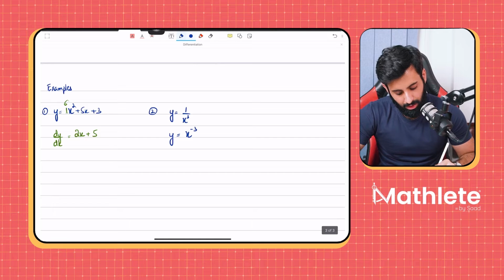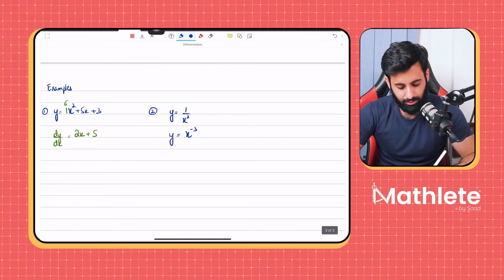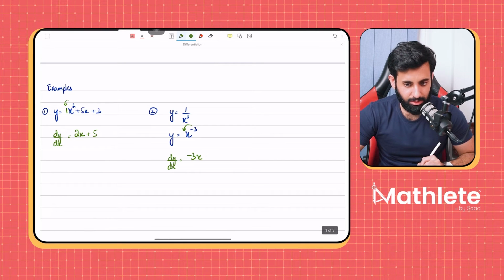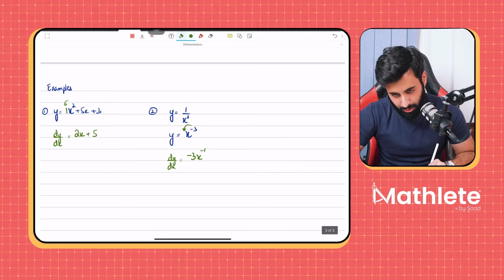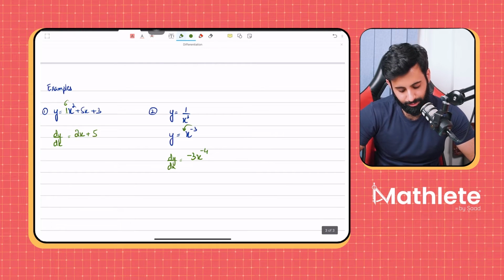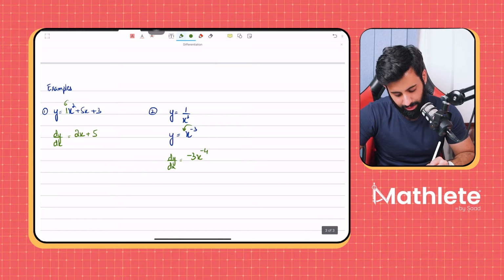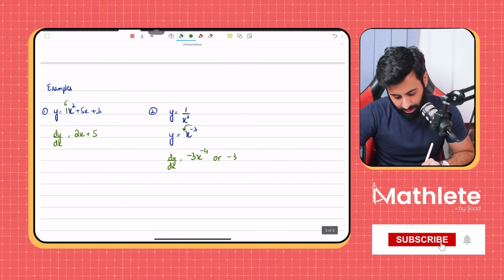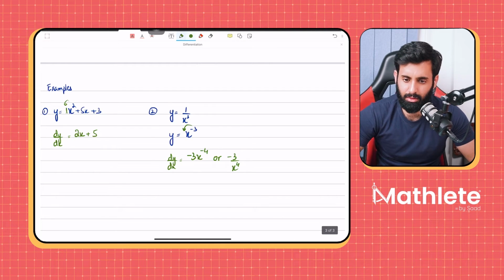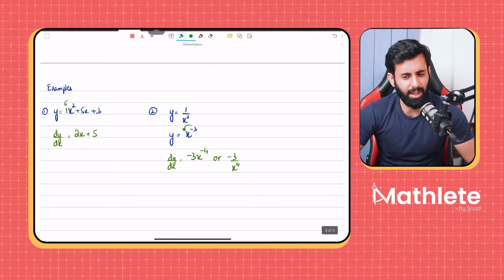Then can I now differentiate it? Of course I can. So now when I differentiate it, dy by dx is going to be, let's see, minus 3 gets multiplied by the coefficient, so that's minus 3. x to the power minus 3 minus 1 is going to be minus 4. So there you go. That's your answer. And then if you want, you can leave it like this, or you can write it nicely as minus 3 upon x to the power 4.